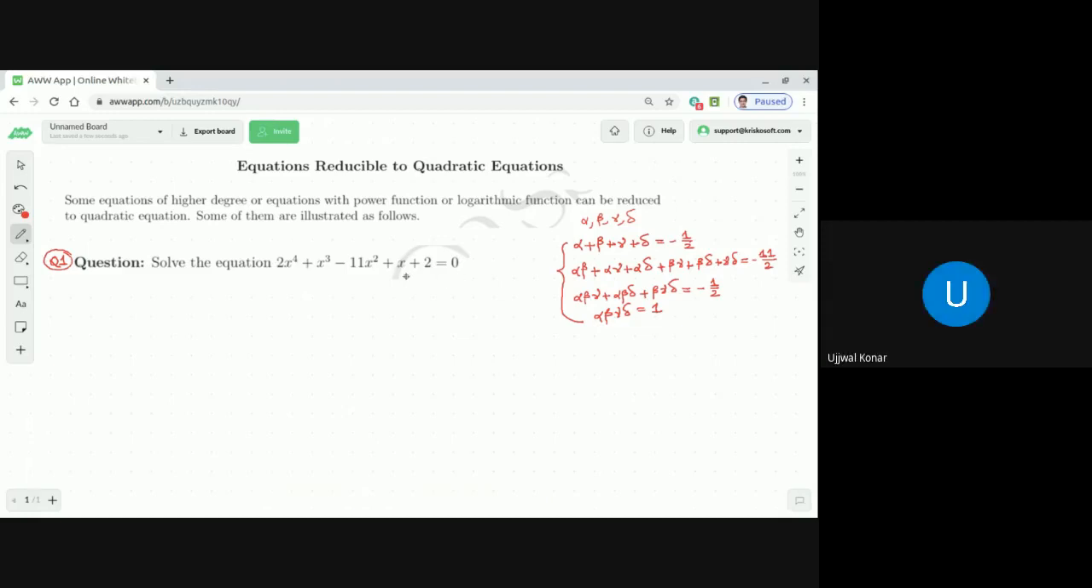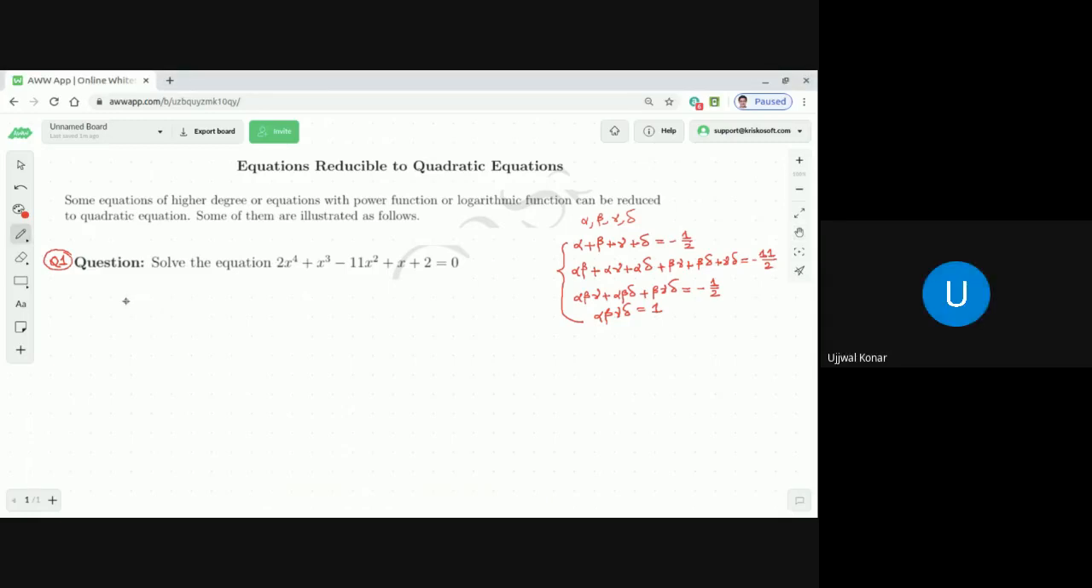So that means x equal to 0 is not a root of this equation. So we can divide both sides of the equation by x square. Since x equal to 0 is not a solution to the equation, I'm going to divide both sides of this equation by x square.